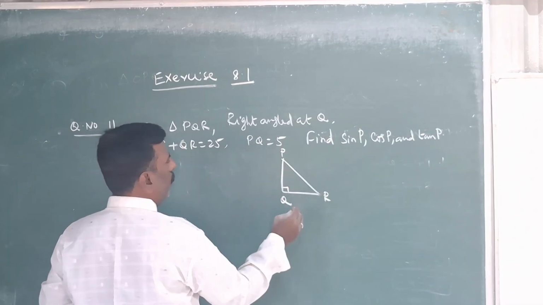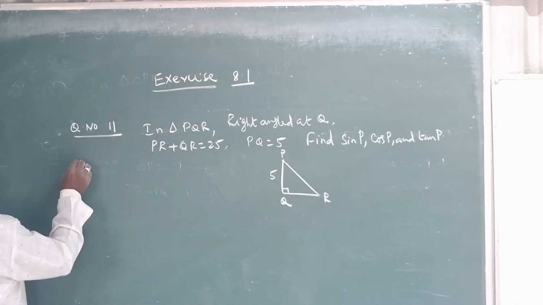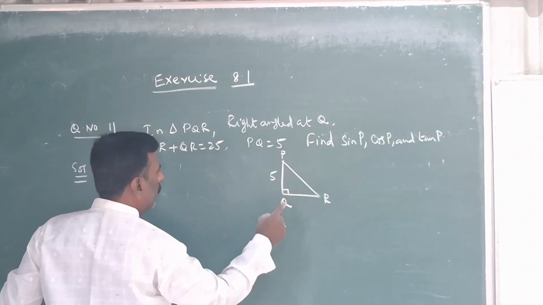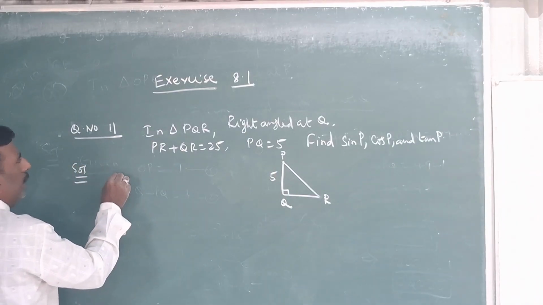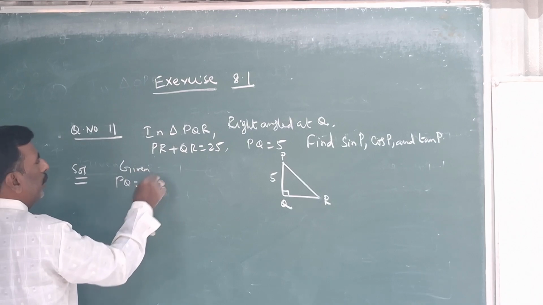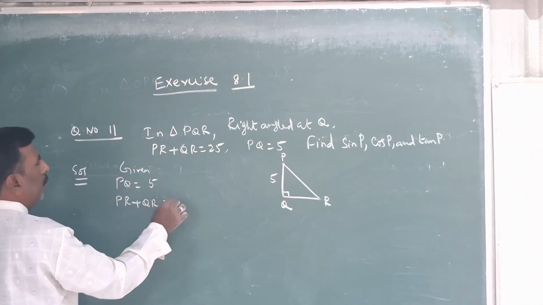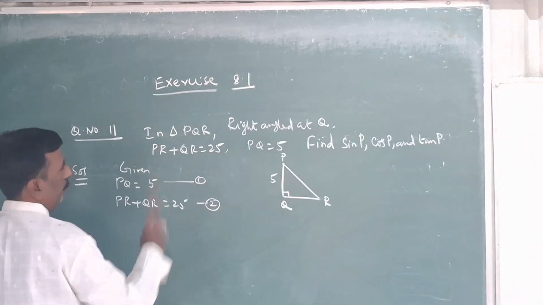Value given PQ equal to 5. This is 5. So solution part, first of all draw one right angle triangle which is right angle at Q. The given value PQ is 5. Now write all the data, given PQ equal to 5, PR plus QR equal to 25. This is equation number 1 and equation number 2.